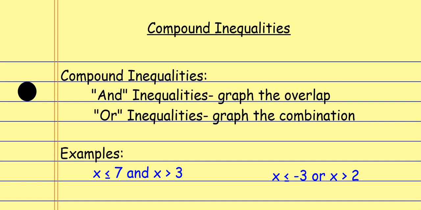Hi there, folks. Today we're looking at compound inequalities. Compound inequalities are really just two inequalities that we're solving at the same time. What we do is separate those inequalities with either the word "and" or the word "or." An "and" inequality is when we want to graph the overlap, and an "or" inequality is when we want to graph the combination.